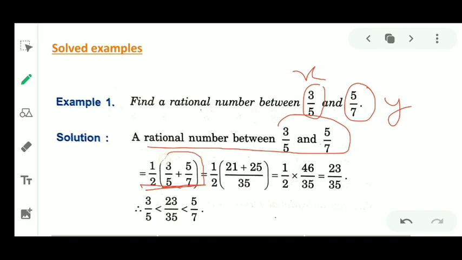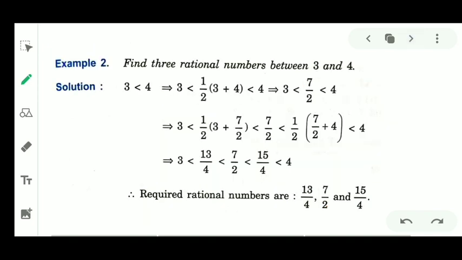So now 3/5 + 5/7 becomes (21 + 25)/35. Then 1/2 × 46/35. 46 divided by 2 becomes 23. So now the number becomes 23/35. That is the rational number between 3/5 and 5/7. Clear? Now moving to example 2.